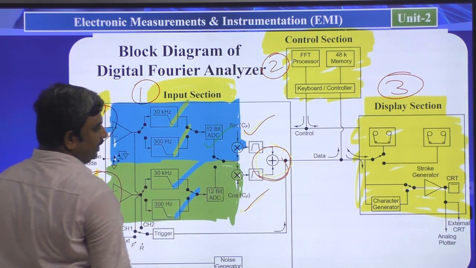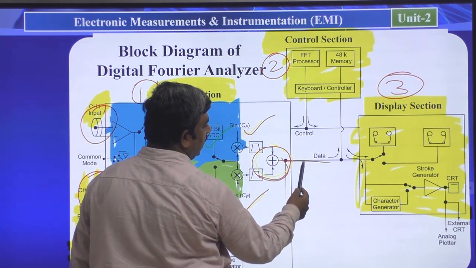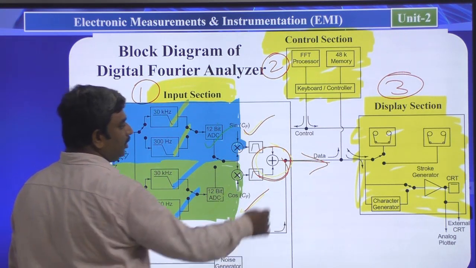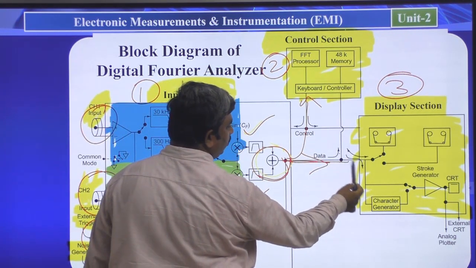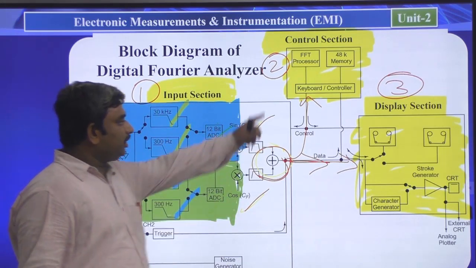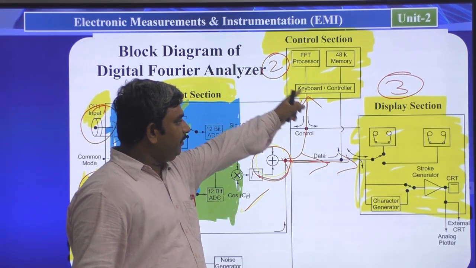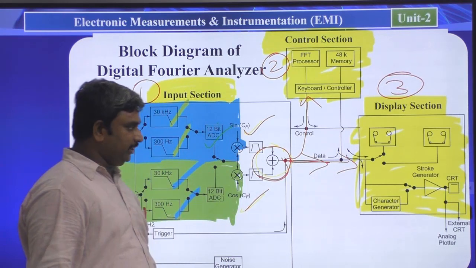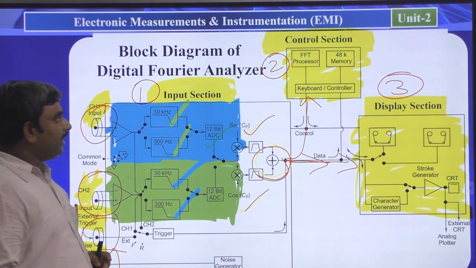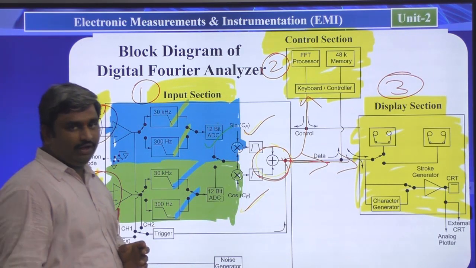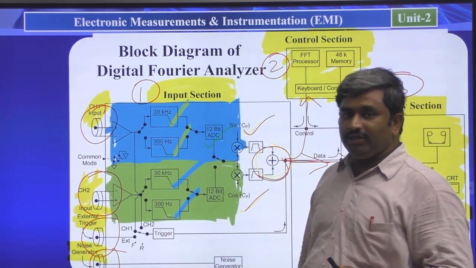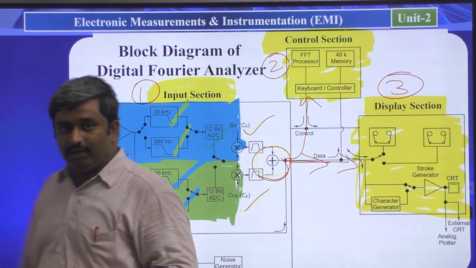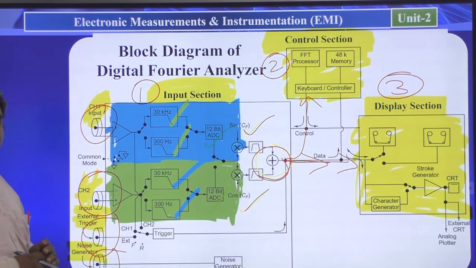These two signals are the output of the first section. One way it is going to the control section, and another way it is going to the display section. The control information will again be connected to the display section here. So this is the complete block diagram of the digital Fourier analyzer. This is the basic explanation of the block diagram of the digital Fourier analyzer. Okay, right. So this is about the Fourier analyzer.